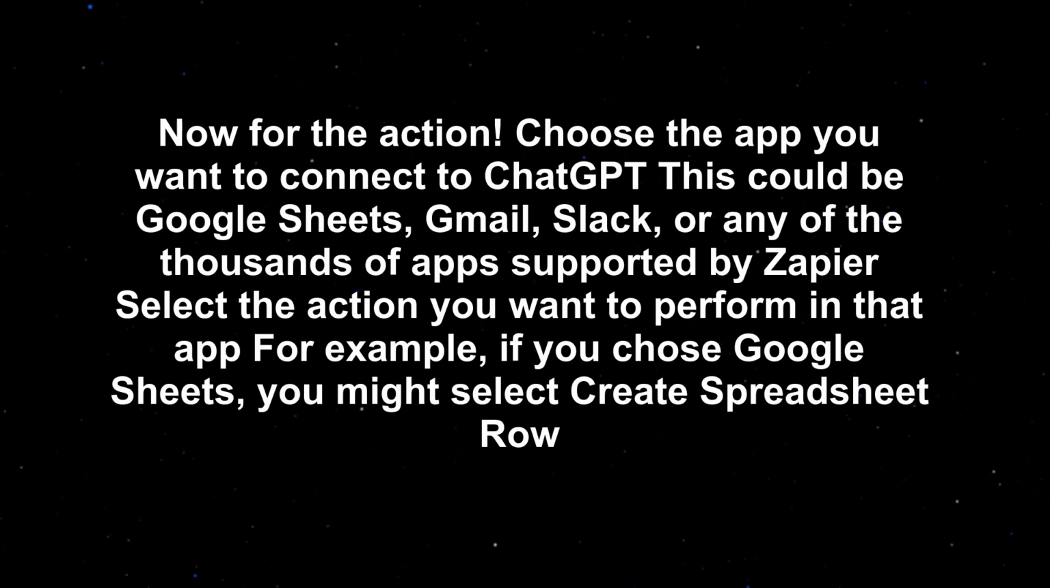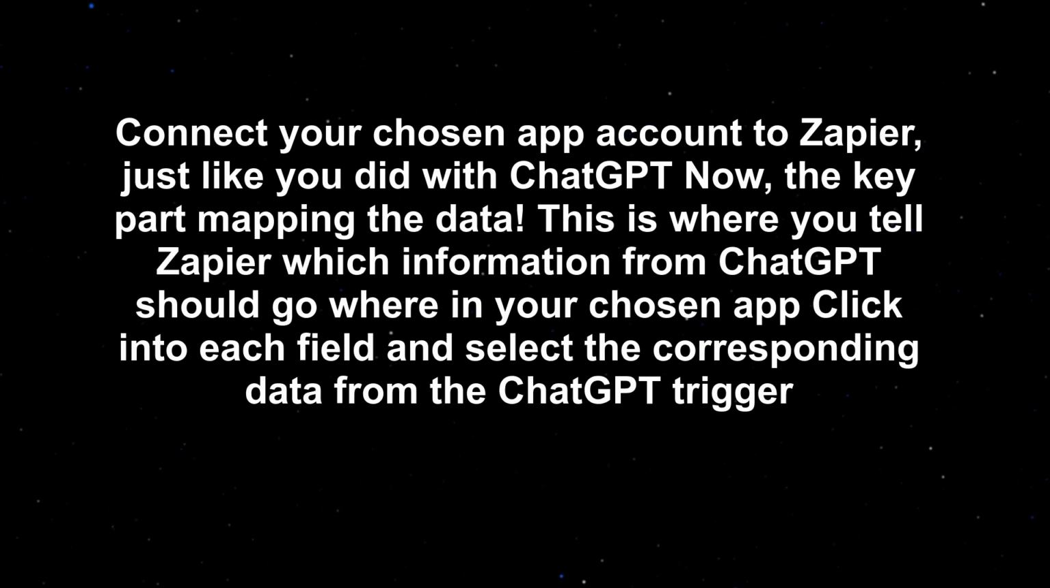Now for the action. Choose the app you want to connect to ChatGPT. This could be Google Sheets, Gmail, Slack, or any of the thousands of apps supported by Zapier. Select the action you want to perform in that app. For example, if you chose Google Sheets, you might select Create Spreadsheet Row. Connect your chosen app account to Zapier, just like you did with ChatGPT.